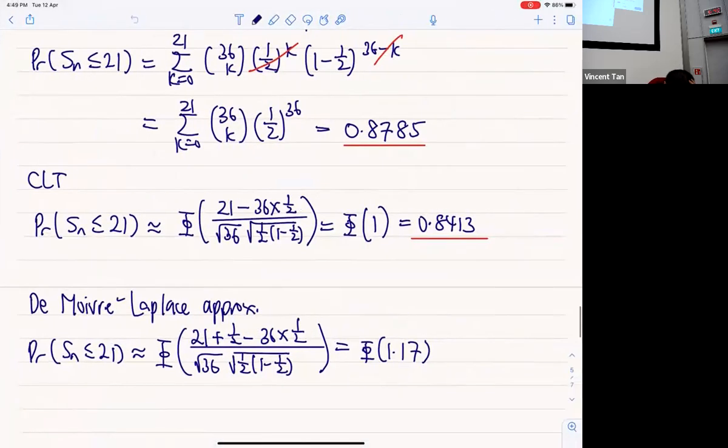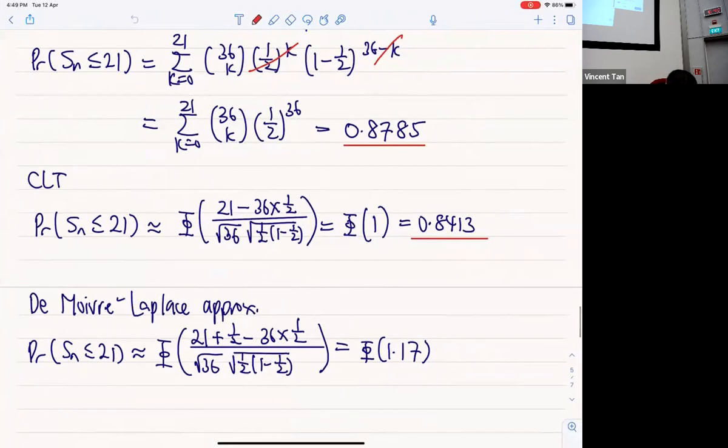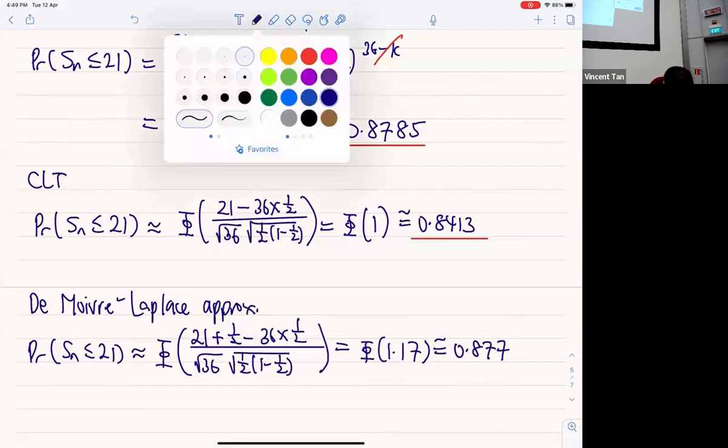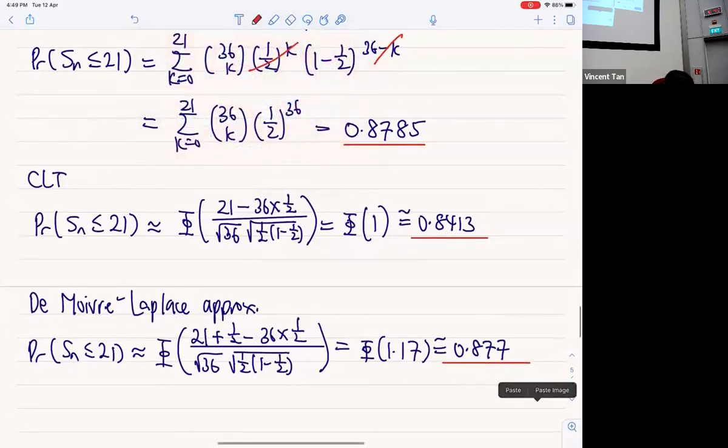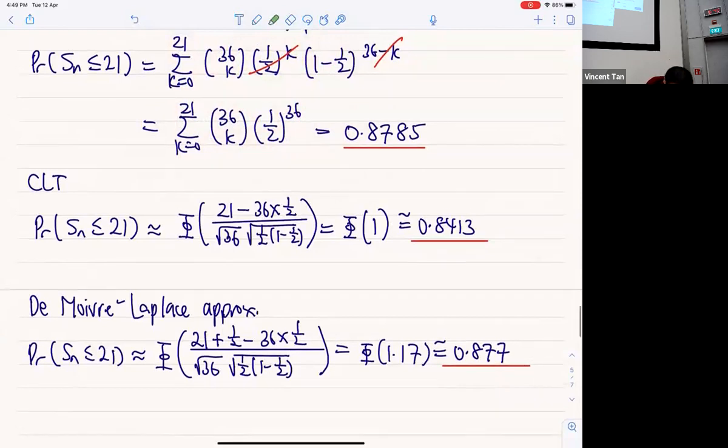So now we look at the 1.17 in the table. Is this better? 0.877. Okay, so we notice that, oh gee, we are closer to 0.8785. So we are doing a bit better and we are happier, and this is due to the continuity correction here. A little bit better.